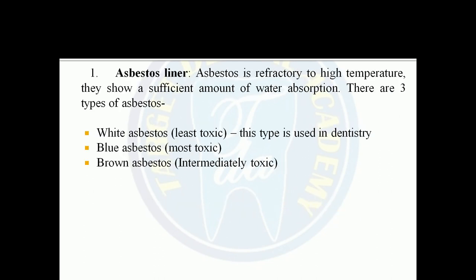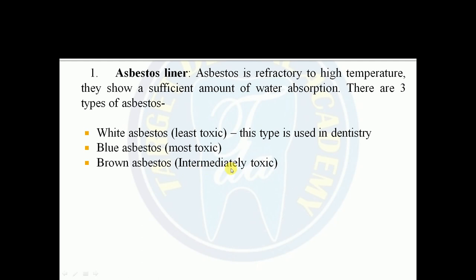Coming on to the asbestos liner. Asbestos is refractory to high temperature. It shows a sufficient amount of water absorption. There are three types of asbestos. The white asbestos is least toxic and it is used in dentistry. Blue asbestos is most toxic, and brown asbestos is intermediately toxic.